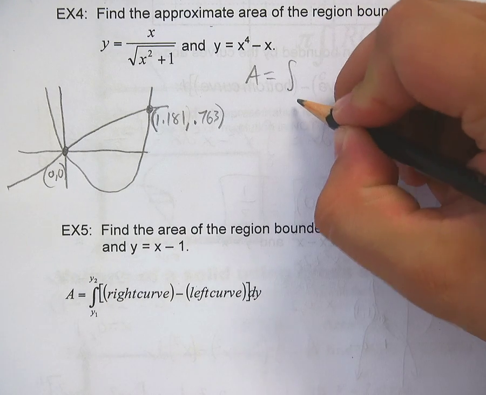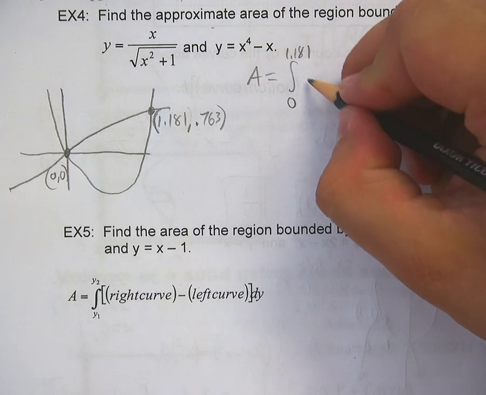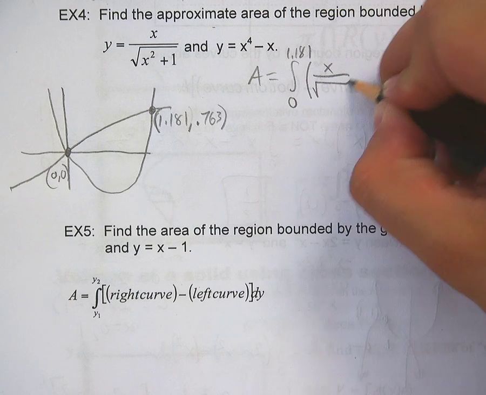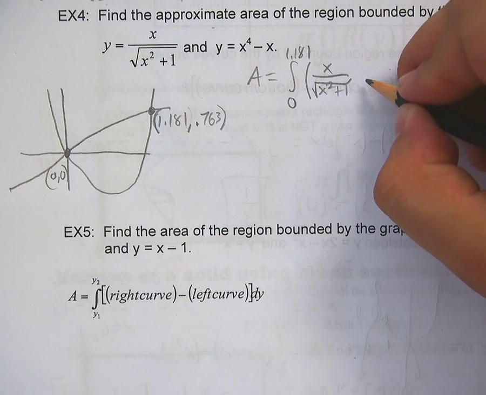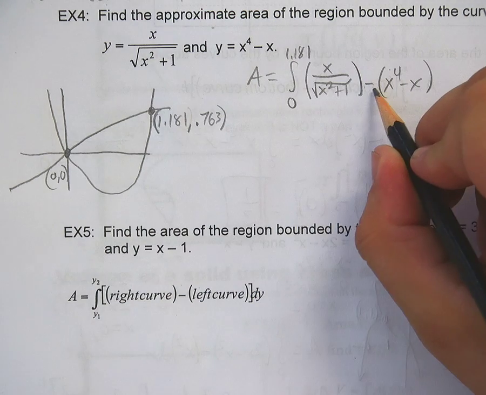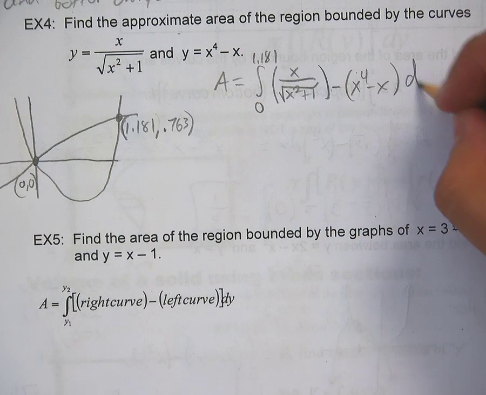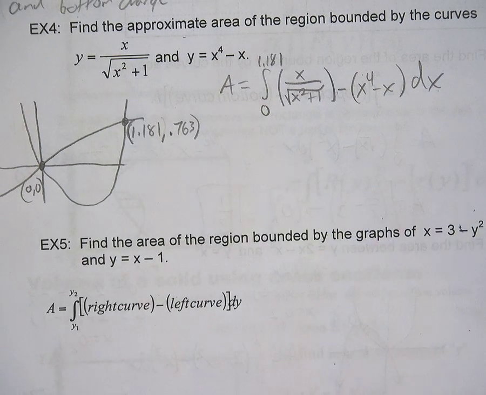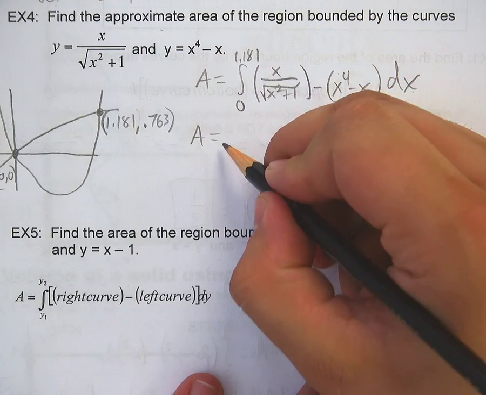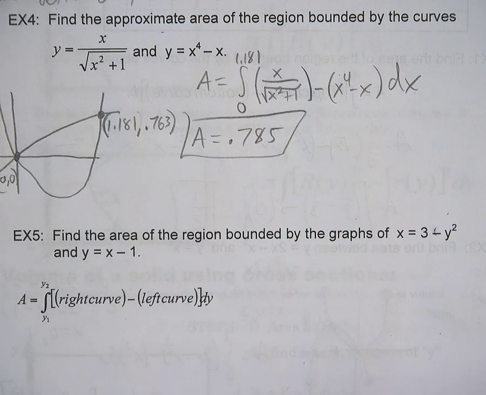So your area is going to be the integral from 0 to 1.181 of x over square root x squared plus 1 minus x to the fourth minus x. This is where it's important to put them in parentheses because that negative will have to go to the x to the fourth minus x as well, dx. And I've already kind of set this up. I've already figured out what all these are ahead of time just for the sake of the length of the video. It's 0.785.